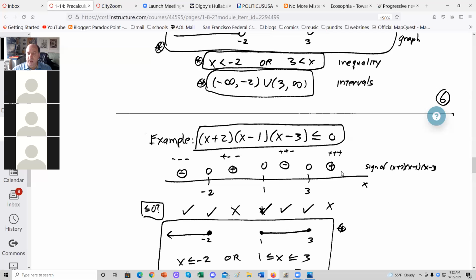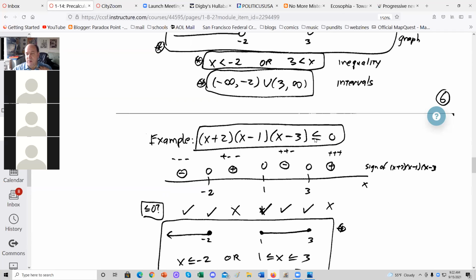When x is above 3, all these three factors are positive. Plus times plus times plus is plus. When between 1 and 3, you get a plus times a minus, which is minus. Between negative 2 and 1, this expression is plus times minus times minus, which is plus. And below negative 2, all three of these factors are negative. Negative times negative times negative is negative. So negative to 0 to plus to 0 to negative to 0 to plus.